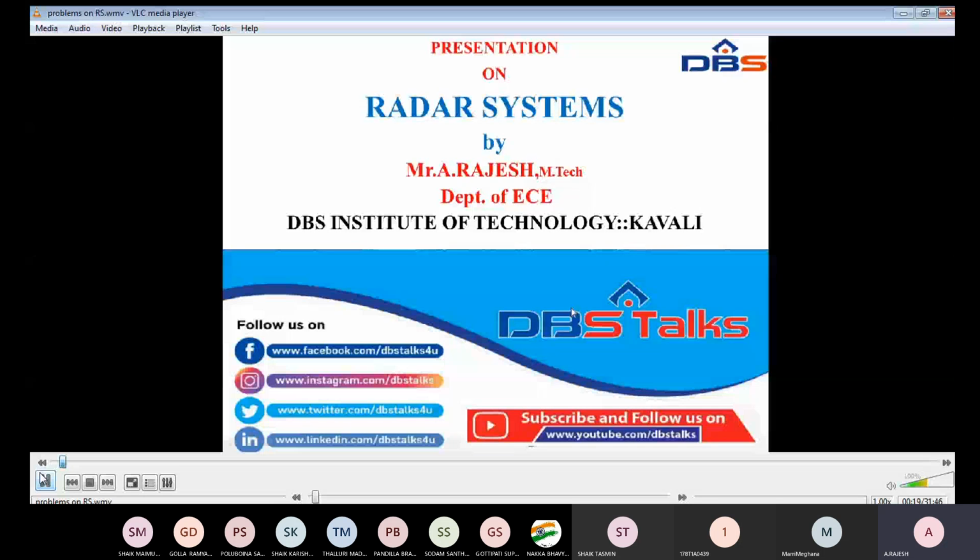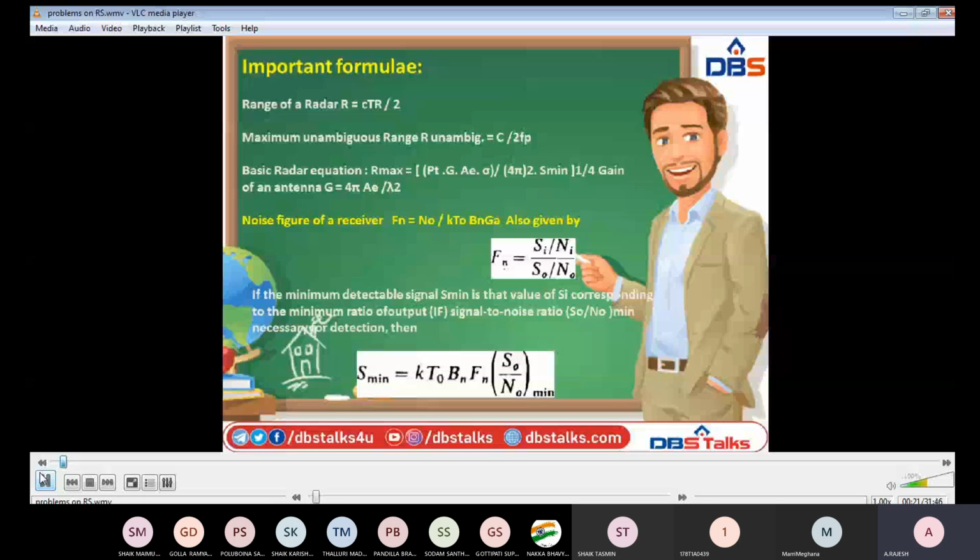So, first of all, we need to find out the range of the radar. The range of the radar is given by capital R equals C into TR by 2, where TR is the round trip time. The next one is maximum unambiguous range: R unambiguous equals C by 2 fp.